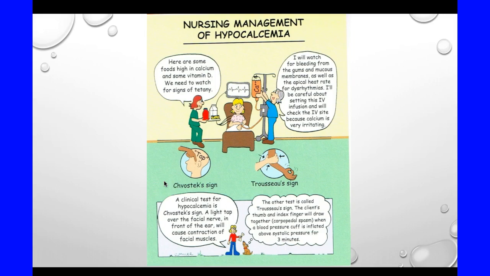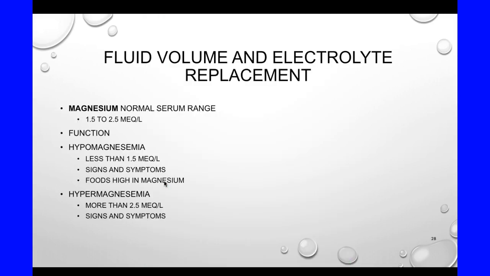Always watch the IV fluid. There's also a really cool sign, well, it's not cool, but it is kind of cool actually. To check for hypocalcemia, there's the Trousseau sign and the Chvostek sign. You tap on the inner ear, right in front of the ear, and for the other one you inflate a blood pressure cuff, and if their thumb and forefinger go together as you're inflating it, that's a Trousseau sign. Both of those are a definite indicator of low calcium, so it can be dangerous.